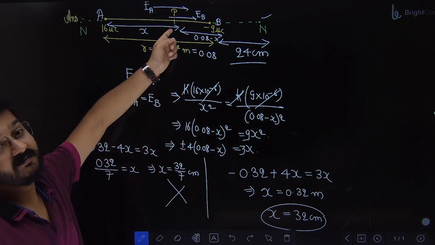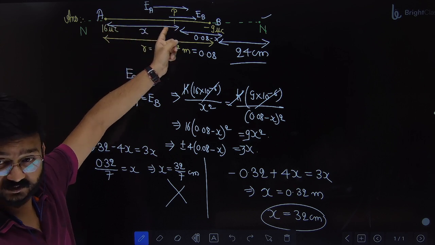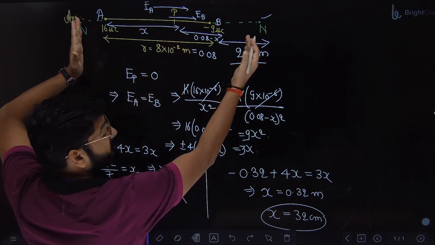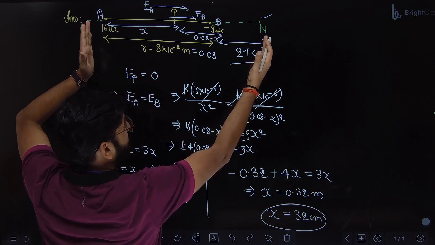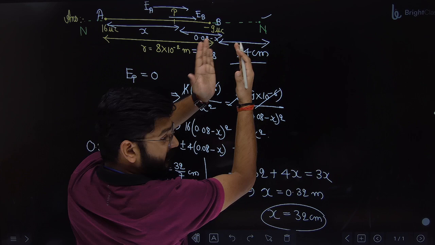X is what? What did we assume X as? Distance of this charge from the neutral point. Okay. So here, this much will be how much? X. Right? This much will be X. This much is 8. So 32 minus 8 is 24.